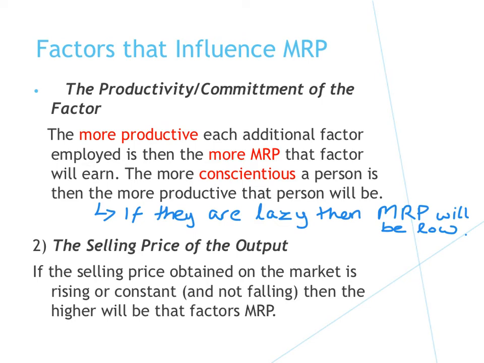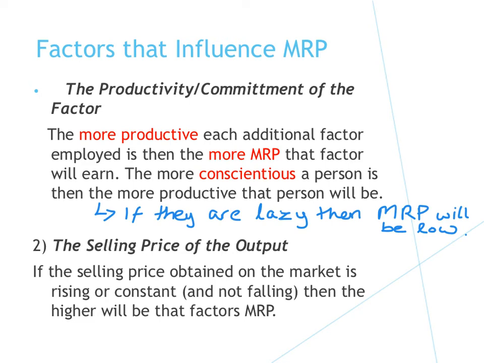So some factors that influence MRP. First of all, the productivity or the commitment of the factor. So the more productive each additional factor employed is, then the more MRP that factor will earn. So if we take the example of labour, the more conscientious a person is, that is, a person employed to do a job who is willing to do that job, who's not trying to cheat or trying to do as little as possible.